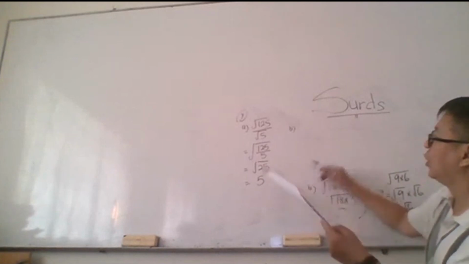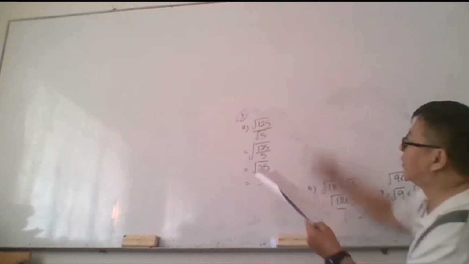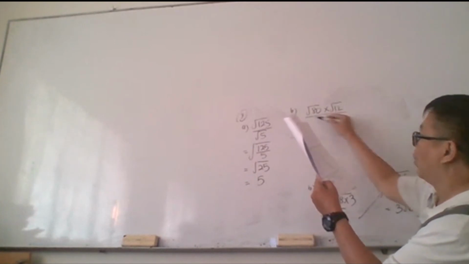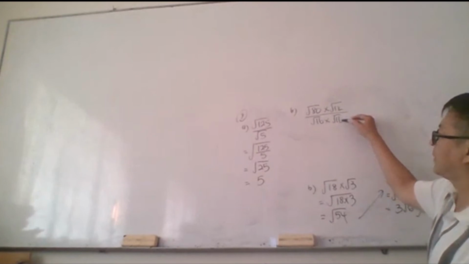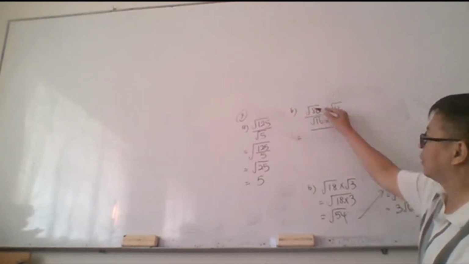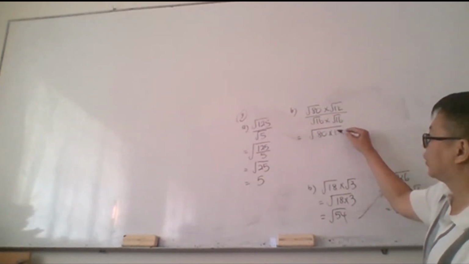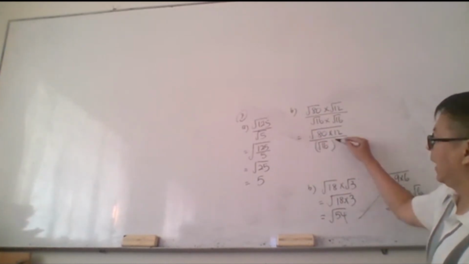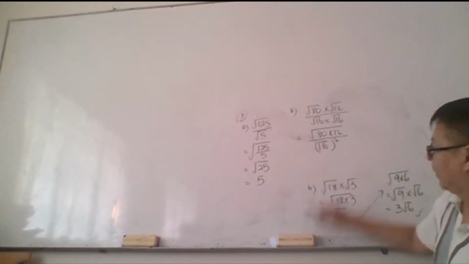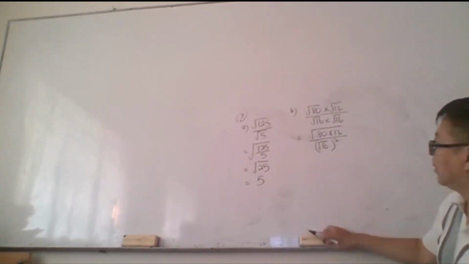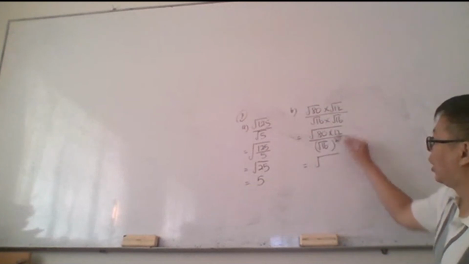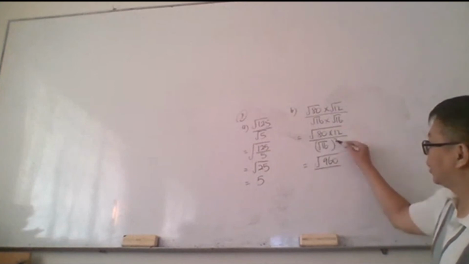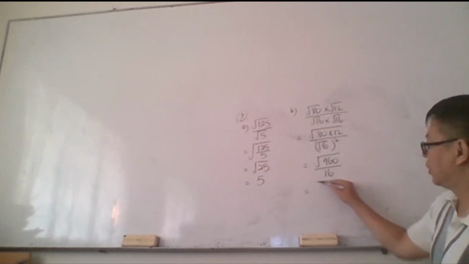Now I will show you 3b. Square root of 18 times square root of 12 over square root of 16 times square root of 16. This one will be 18 times 12. And the other one, square root 16 times square root 16, actually it's square root 16 squared. So this will be your 960, over 16. So what's your 960?